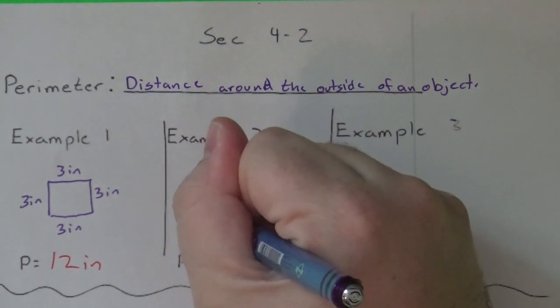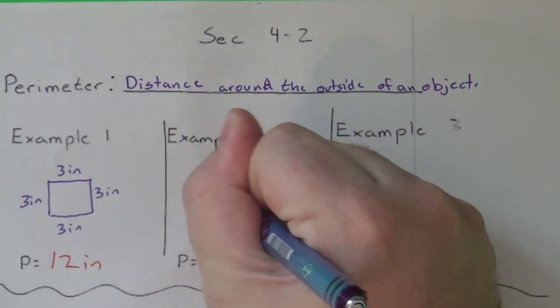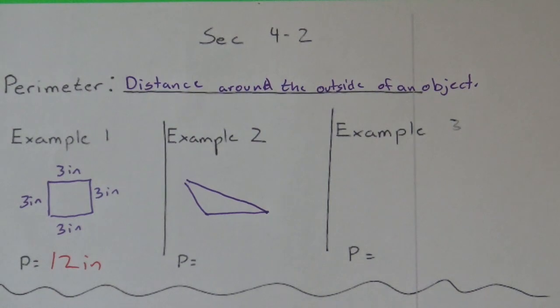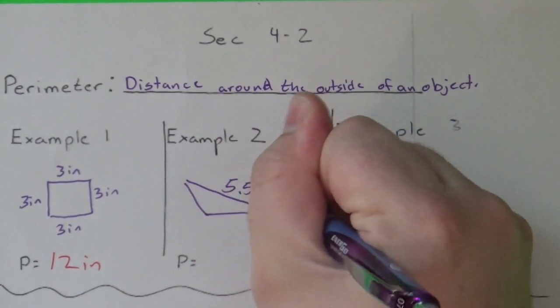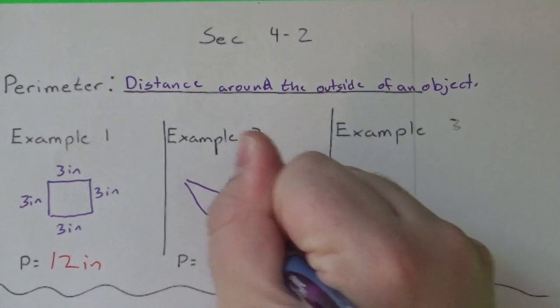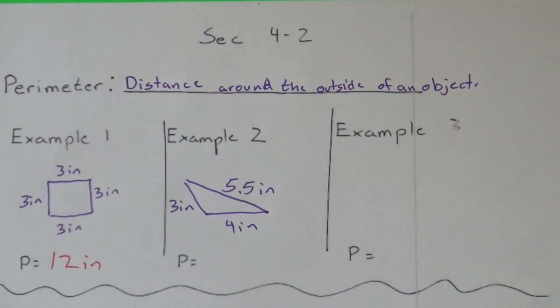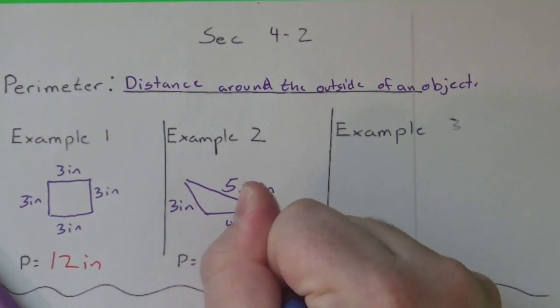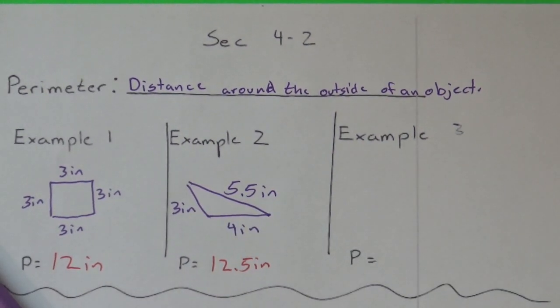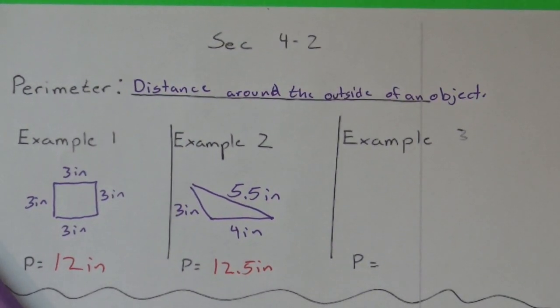Example 2, I have a triangle. How many sides does a triangle have? It has 3 sides. So we have 5.5 inches. We'll call this one 4 inches, and we'll say that this is 3 inches. Now, we add all sides again. All right, so 3 plus 4 is 7, plus 5.5 gives us 12.5 inches. Now, again, was that hard? No, it wasn't, because I added all the sides.